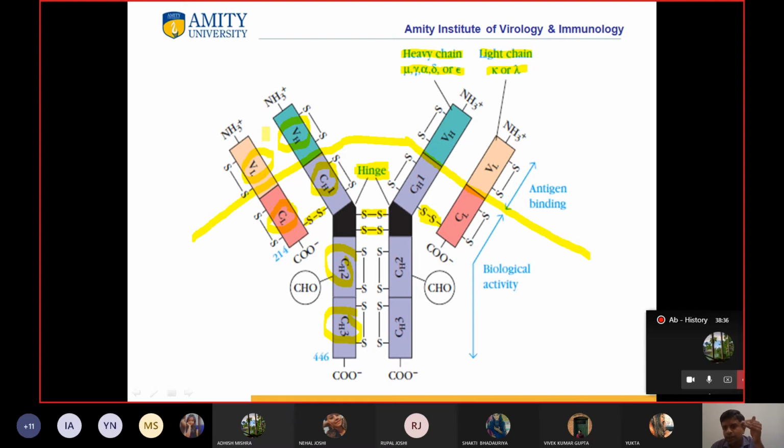So for that, it needs to do certain things, okay, and those certain things are done by the other region, right? So this region is for the biological activity and the above region is for the antigen binding. Okay, clear? Any questions?